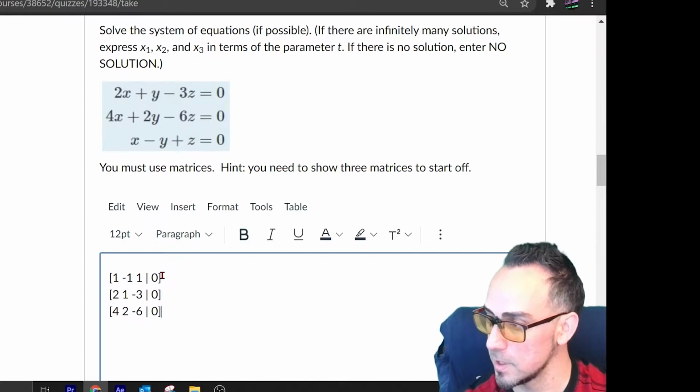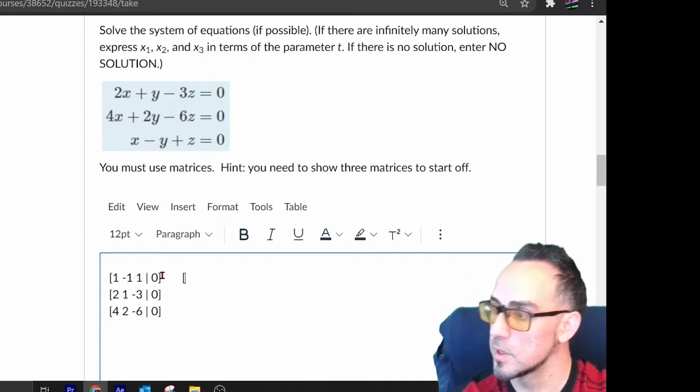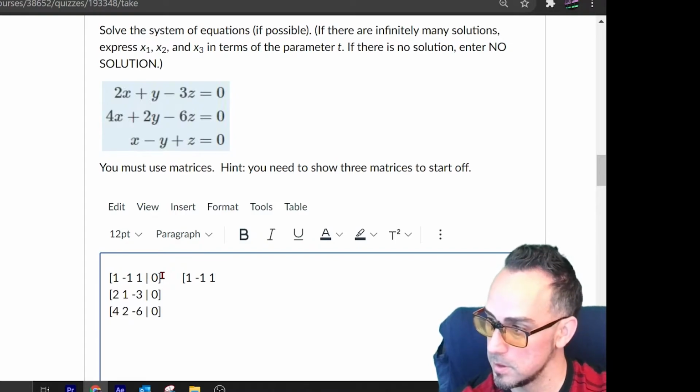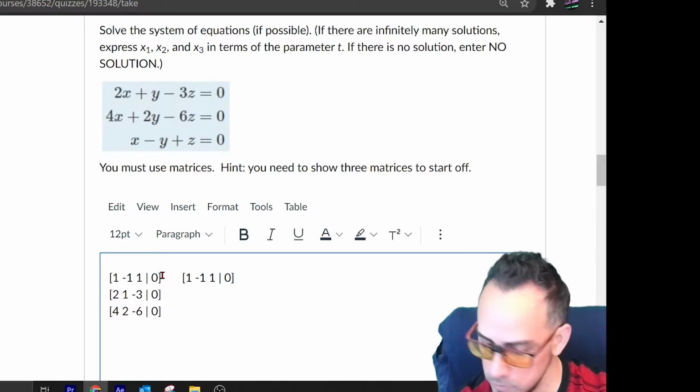Hey, I did my matrix. I've never typed matrices before this semester, but hey, we're trying to be innovative here. So look, 1, -1, 1, vertical bar, 0. Come down here and we'll do our magic.